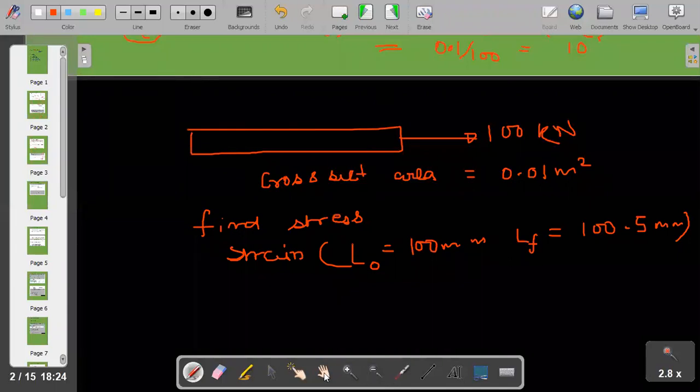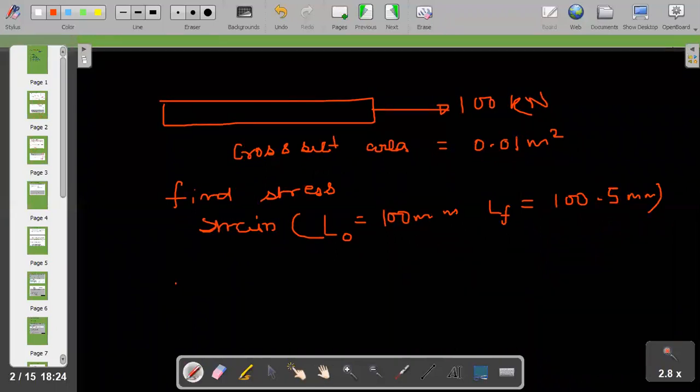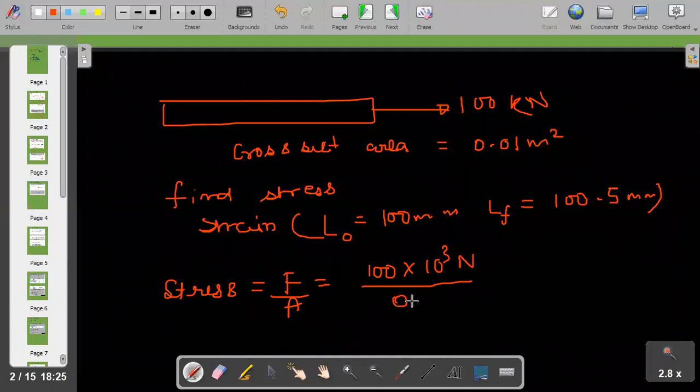Do this. Give me the formula for the stress. क्या बताया था? P upon A, or force upon area. So what is the force here? 100 into 10 to the power 3 Newton. And what is the area? 0.01 meter square. It is in meter square, so no need to change anything. This will be the stress.